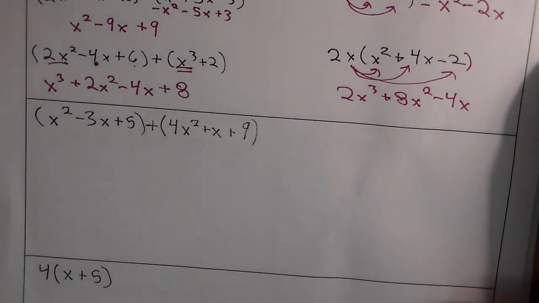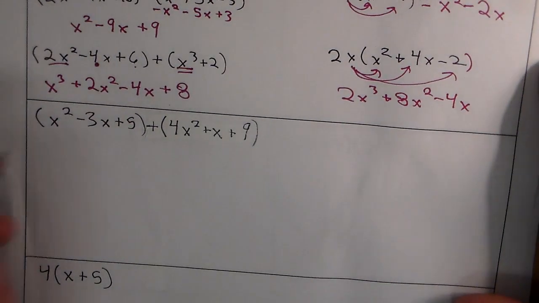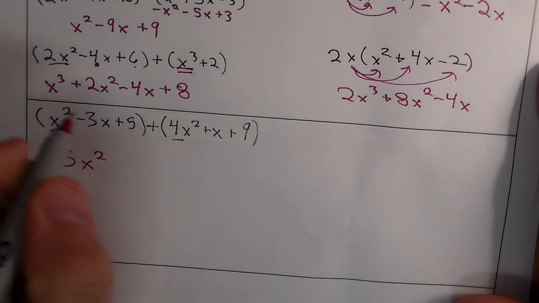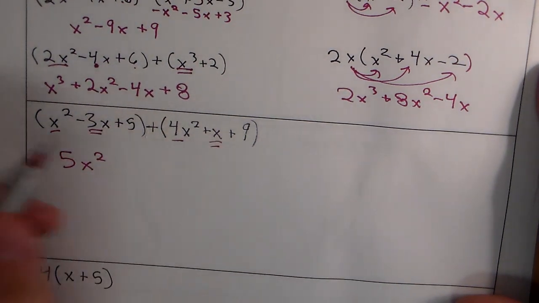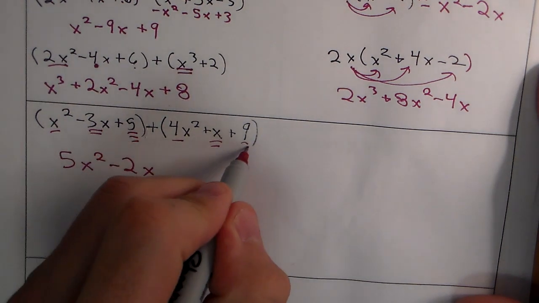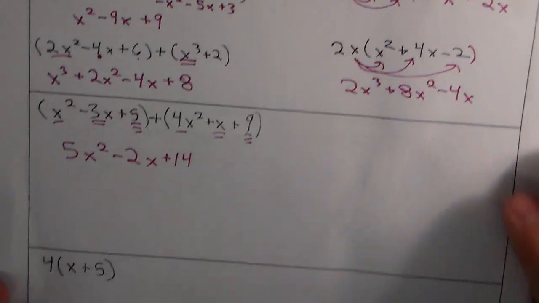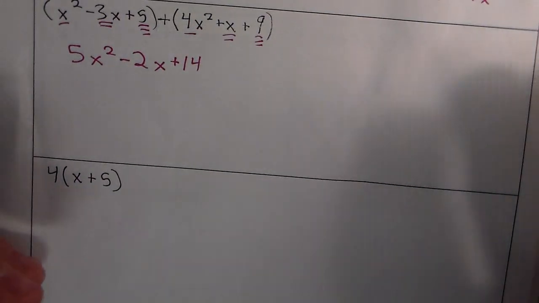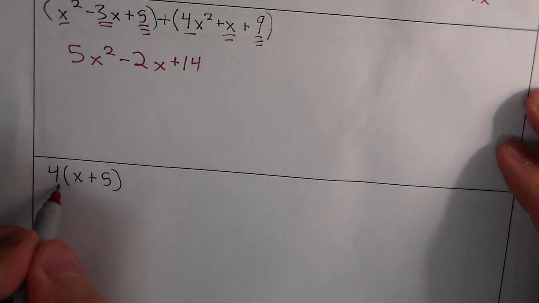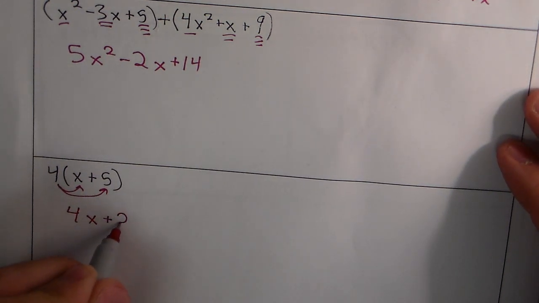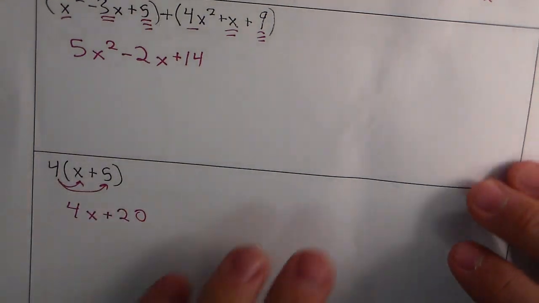Couple more examples. I look here, I have an x squared and an x squared. We're combining terms, that's going to become a 5x squared. Negative 3x and x becomes negative 2x. And then 5 and 9 become 14. Now we're looking at it. This is a multiplication, distributive property. 4 times x plus 5 becomes 4x plus 20. Make sure you multiply the 4 times the 5.